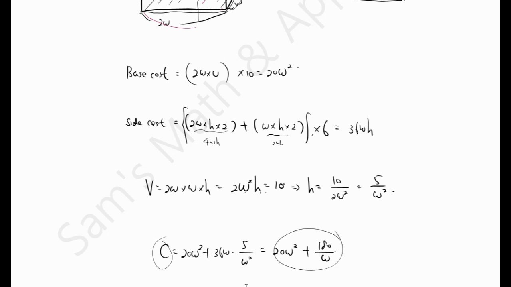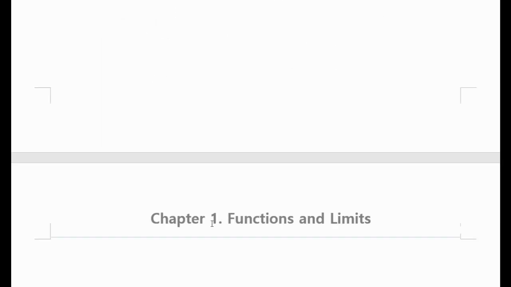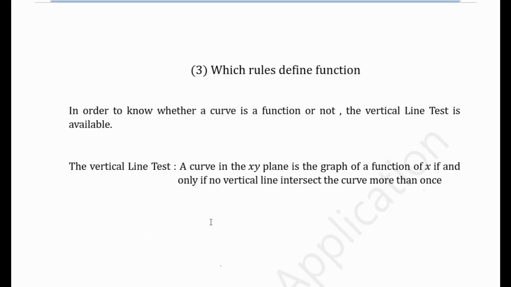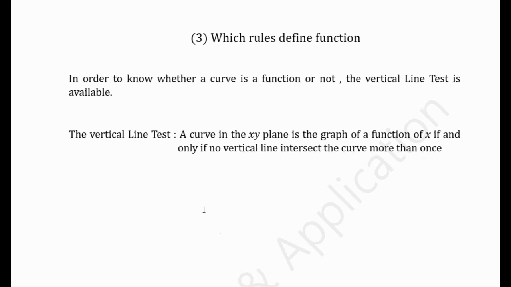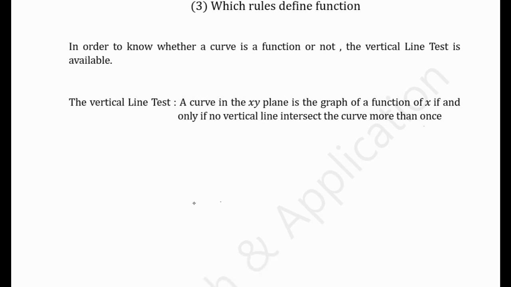So the next topic is which rules define a function. We discussed whether something is a function or not in discrete elements. In this case, when elements in the domain and range are continuous, not discrete, how do we check whether this curve is a function or not? The method is the vertical line test. I will take an example.